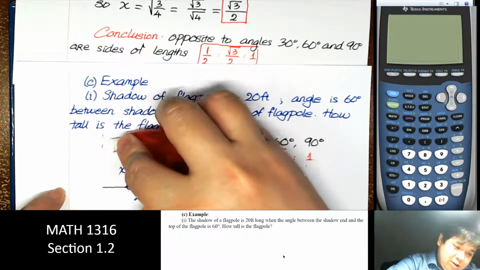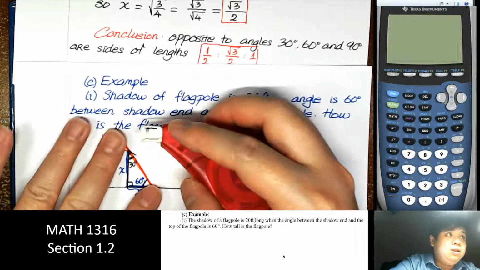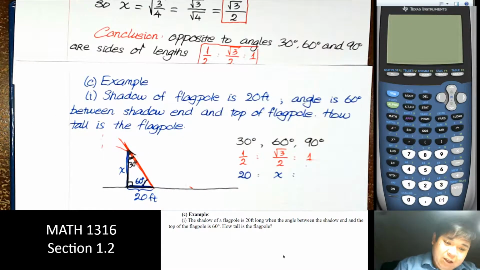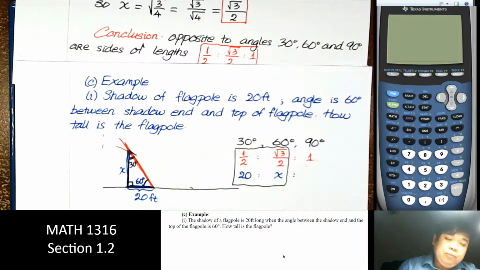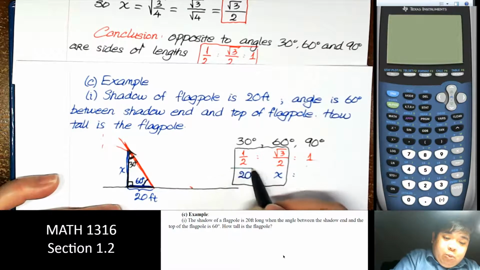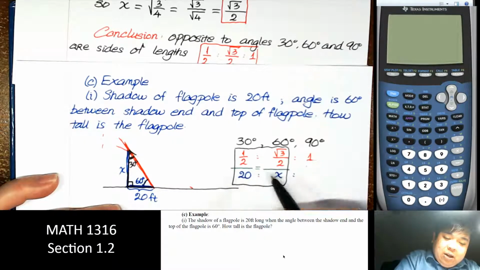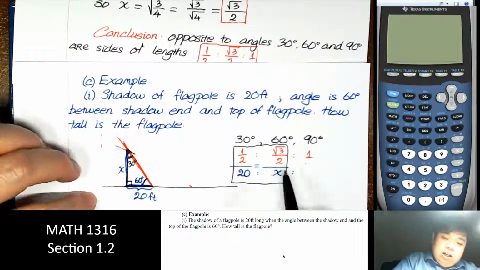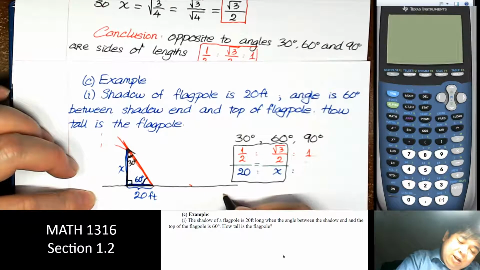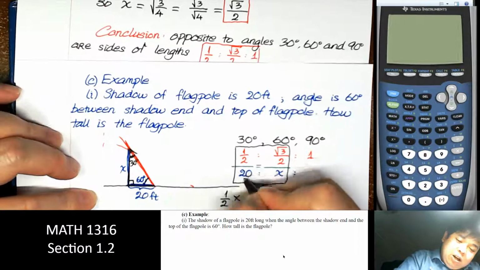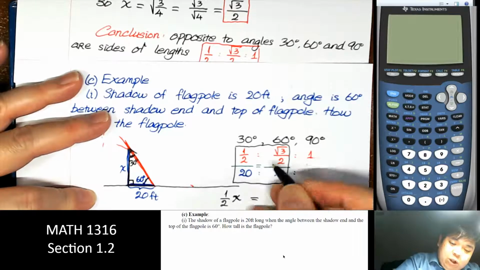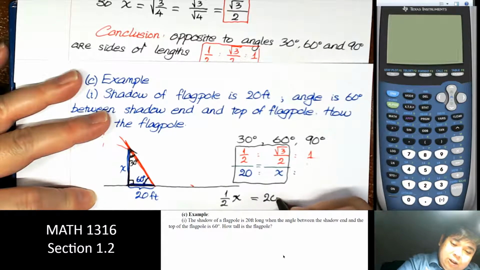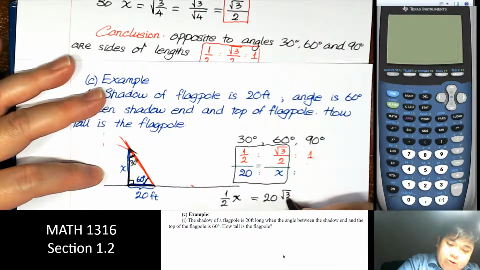So just notice something here. We're going to take this ratio and work with that. Now, ratio proportion. Just set up the ratio and make them equal, and we can cross multiply. So x times 1/2 or 1/2 times x. So those are the ratios. Cross multiply. 1/2 times x equal to 20 times square root of 3 over 2.